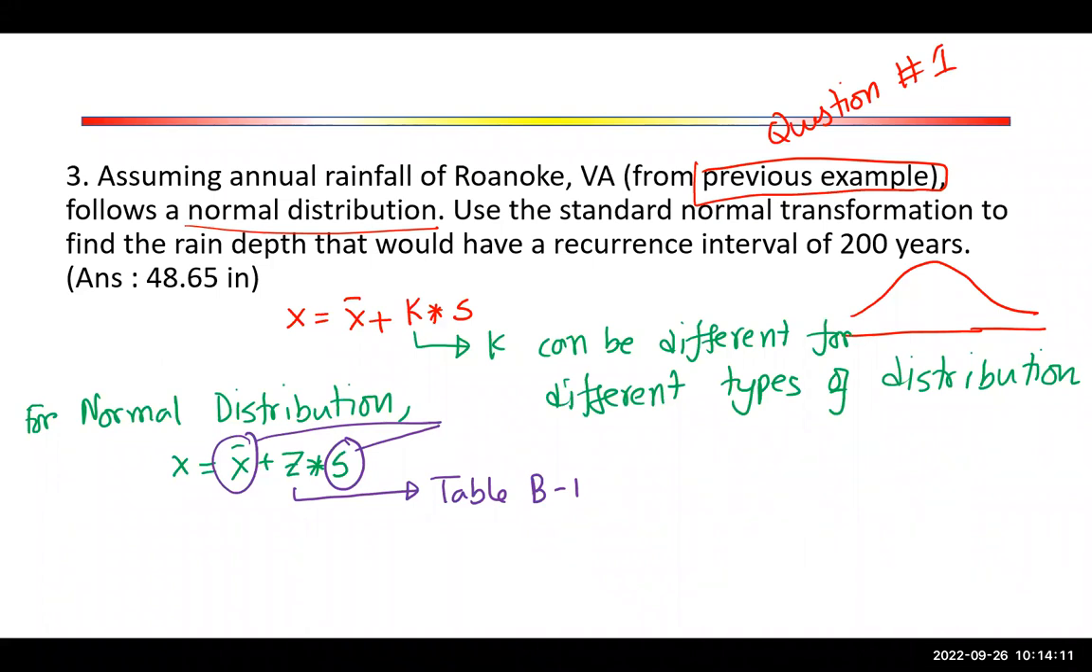Question 1, right? From question 1, we already have the x bar and s, and we can find the z from table B1. So what's the difference between the two equations? This one is the general expression, and this k will be different for different types of distribution, okay?